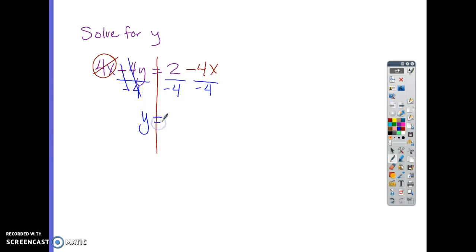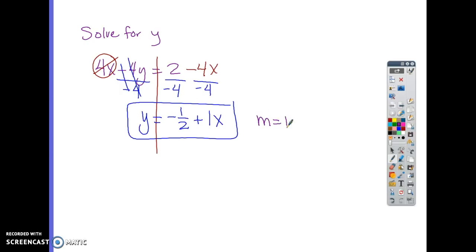Y equals 2 divided by negative 4. Math enter. 2 divided by negative 4 is negative 1/2. And negative 4 divided by negative 4 is a positive 1x. What's the slope? 1. Put m equals 1.